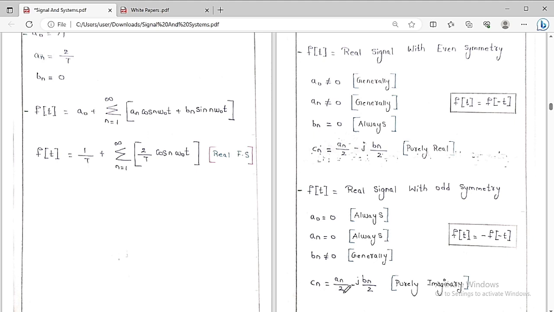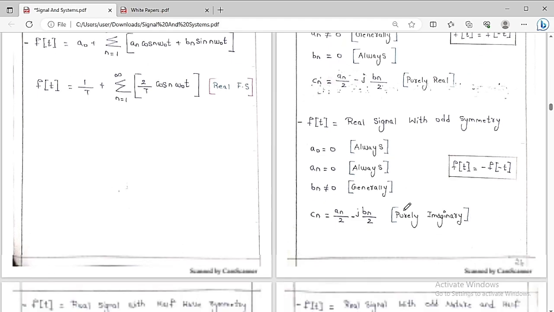Now let's see for the Cn coefficient. Cn is nothing but an by 2 minus j bn by 2, as a naught is equal to 0 and an is equal to 0. If an is equal to 0, only the imaginary terms are going to be present. So it's purely imaginary. If a naught is equal to 0, then c naught is also equal to 0. So we can say in the exponential Fourier series, there is no DC term. Only the Cn will be of purely imaginary nature. Therefore we can say that in the trigonometric Fourier series, the DC term is absent, cos terms are absent, only sin terms are present. In the exponential Fourier series, the Cn is always purely imaginary.